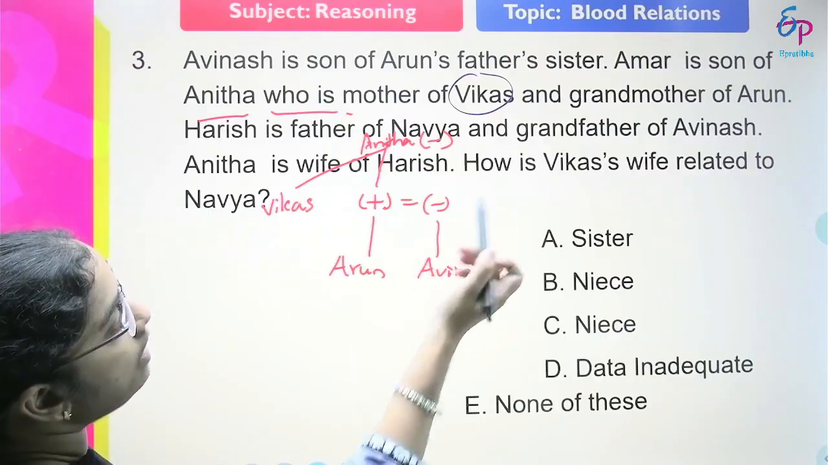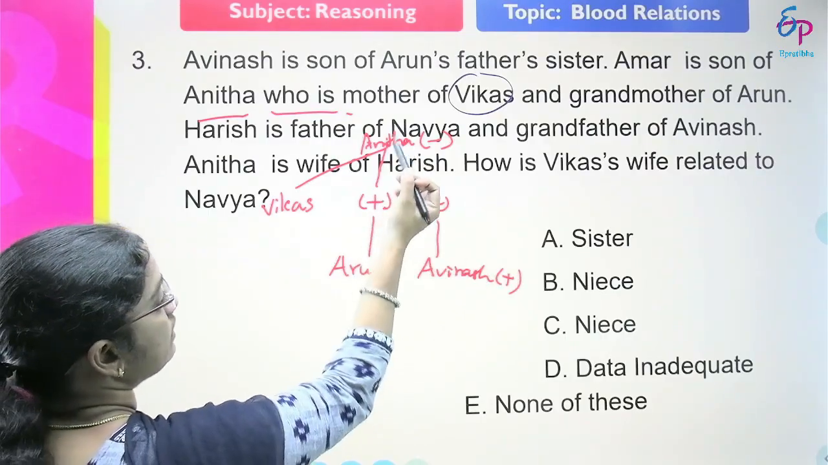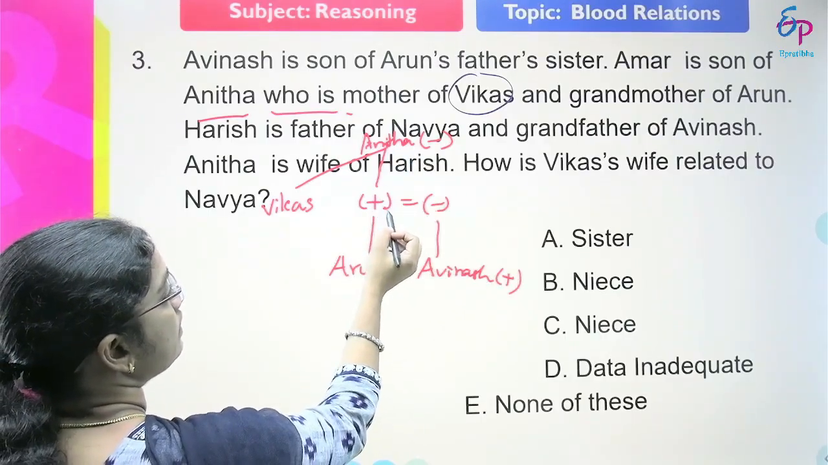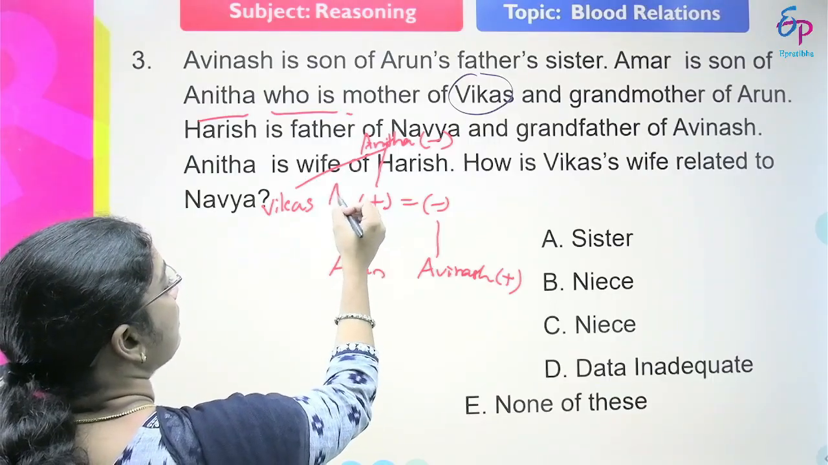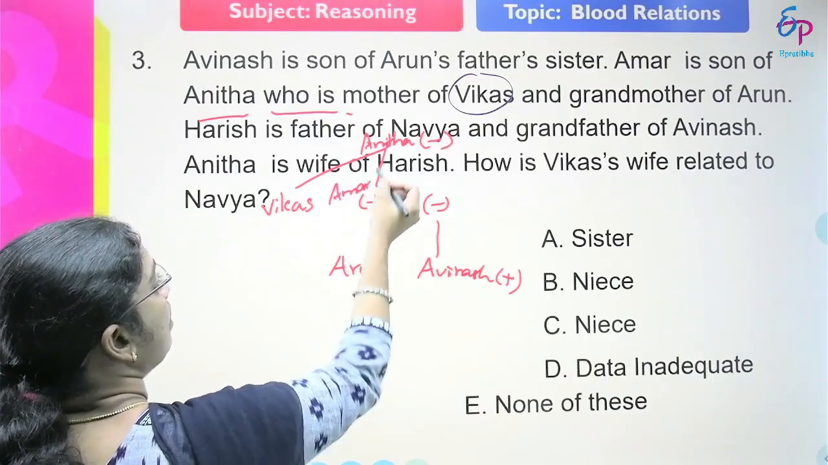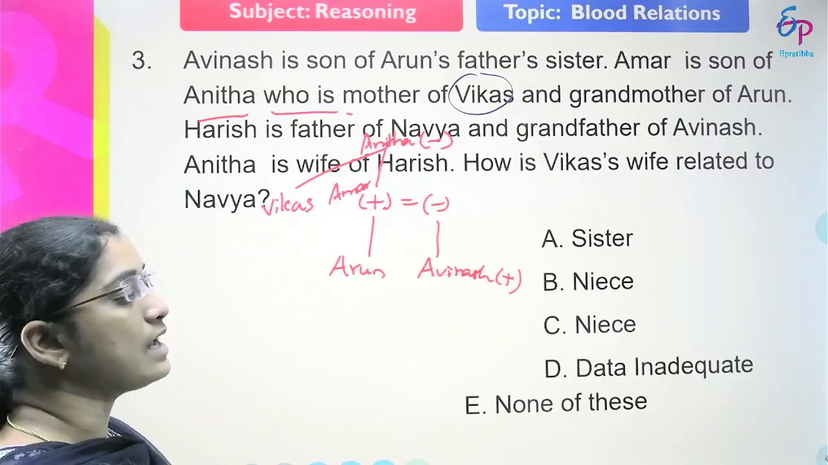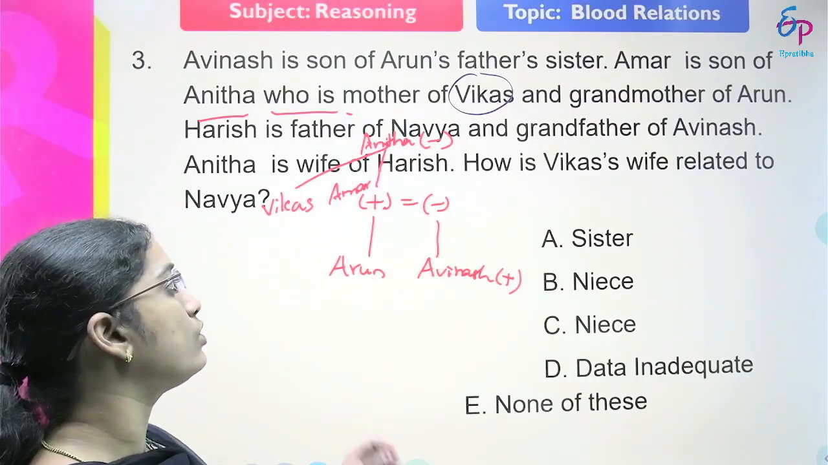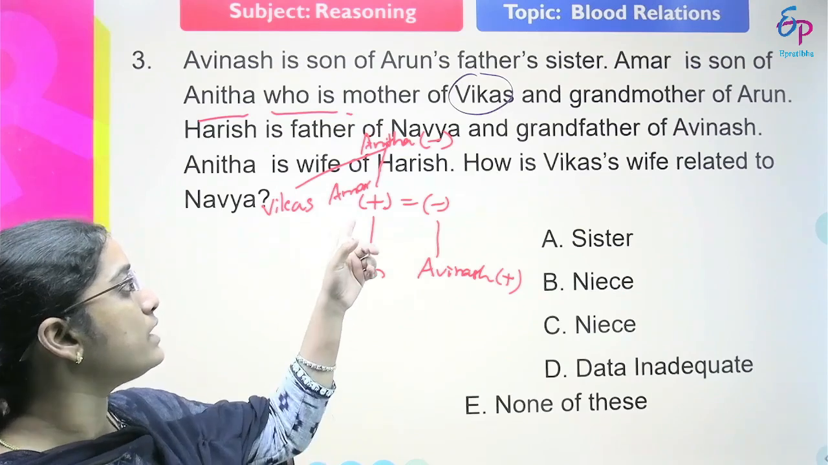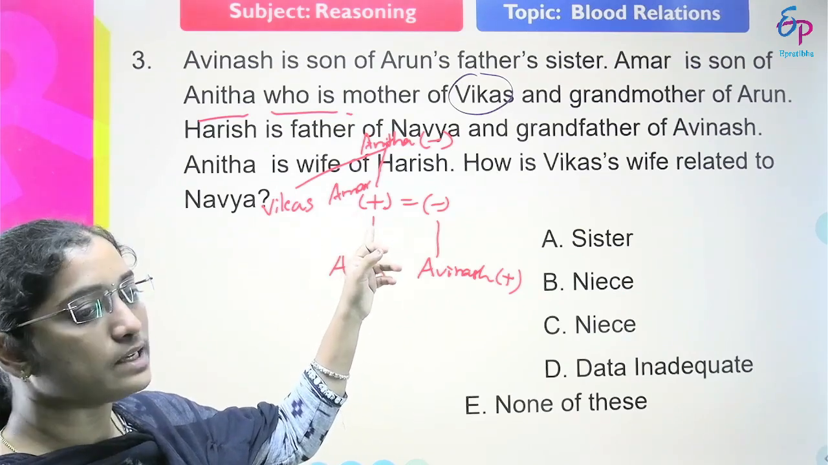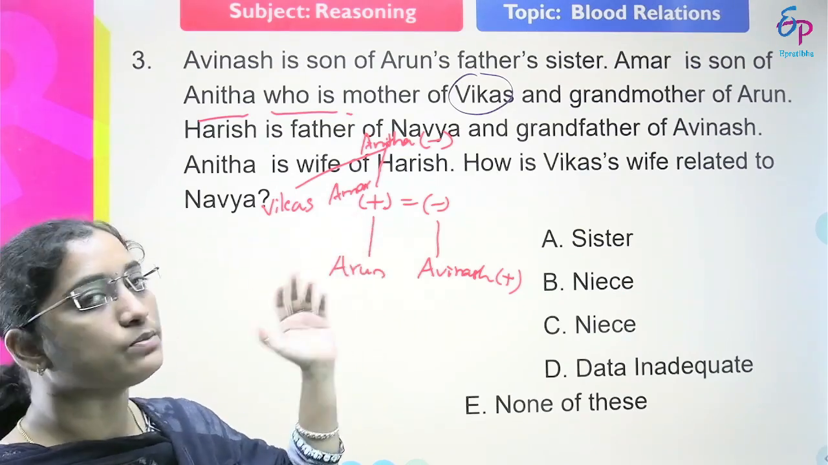Then before that, Amar is the son of Anita. So Amar is a son of Anita. Here we have a plus symbol. So I am taking Amar as the son of Anita. Okay, for example, in case you are getting two chances, friends, we already discussed this: Anita is the mother of this plus person or the mother of Arun's mother's mother.